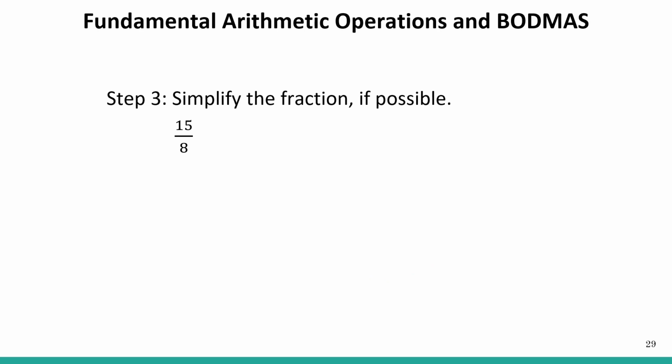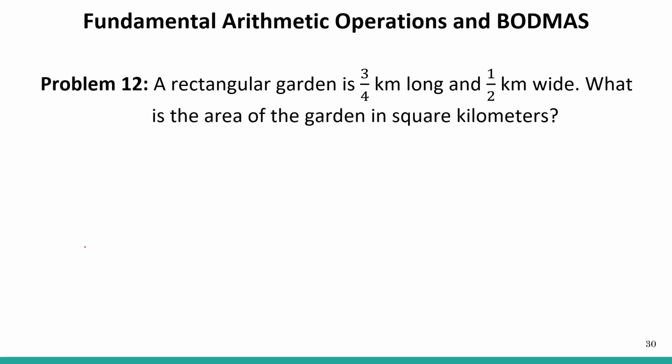So let's evaluate, simplifying the fraction if possible. Problem number 12 asks us to calculate the area of the garden in square kilometer if the rectangular garden is 3 by 4 kilometer long and 1 by 2 kilometer wide. Let's draw a garden. The garden is rectangular, its length is 3 by 4 km, and its width is 1 by 2 kilometer.